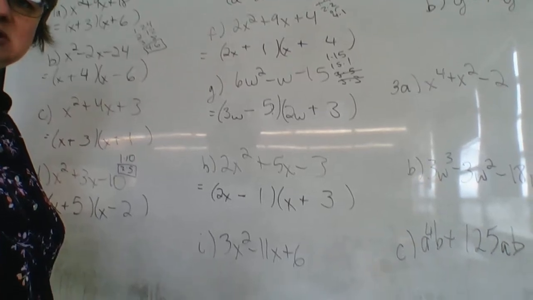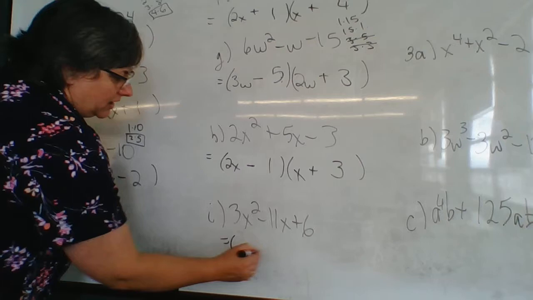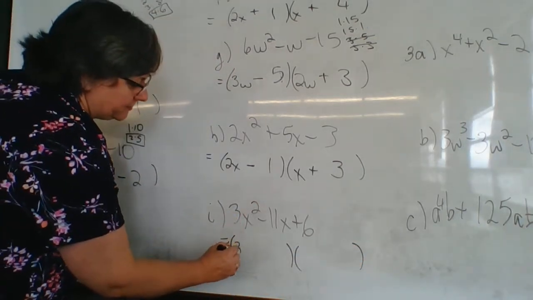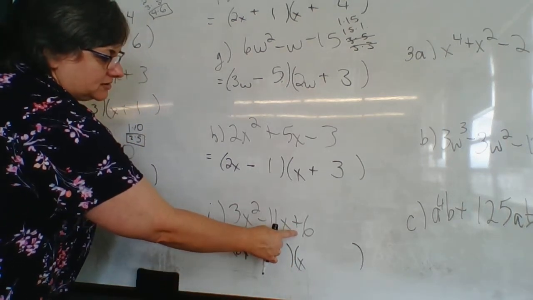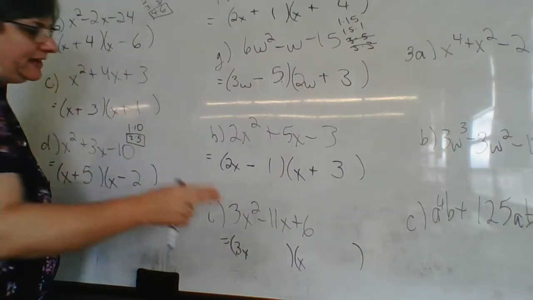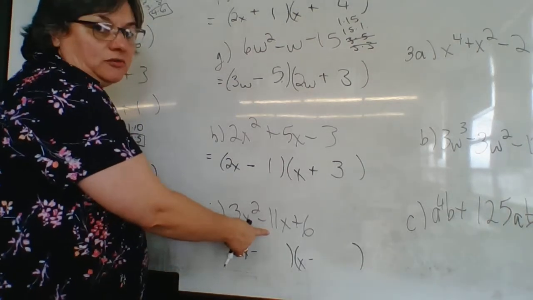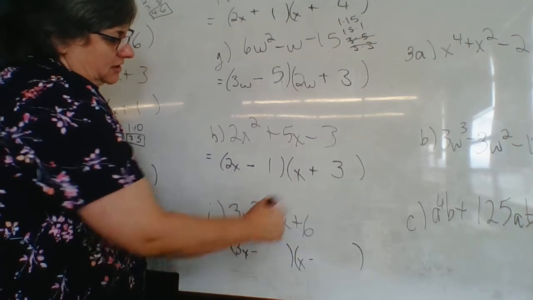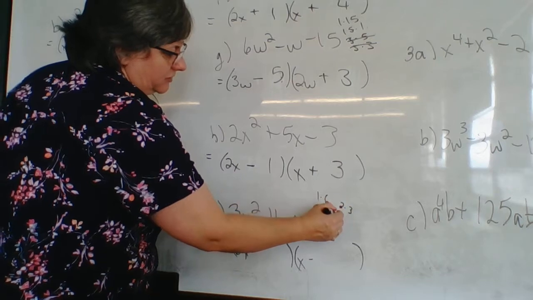Let's try. Okay, I'm going to move so you can see better. They have nothing in common, so we do 2 sets of parentheses. 3x squared. Well, 3 is a prime number, so it's 3x and x. My last term is positive. It's either plus plus or minus minus. Look in the middle. It's negative, so it's minus minus. I need to get all the way to an 11 in the middle, and I have factors of 6. I have 1 times 6, 6 times 1. I have 2 times 3, 3 times 2.